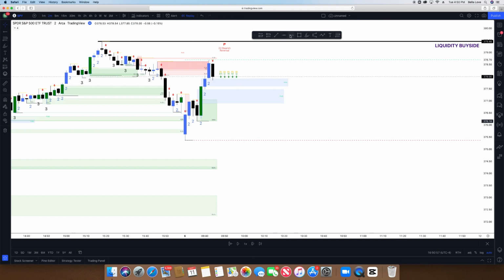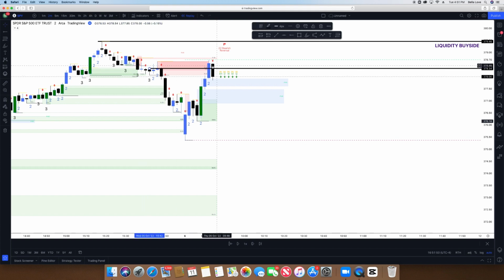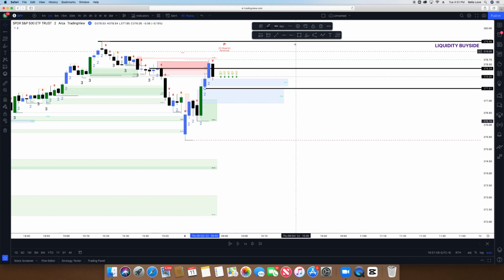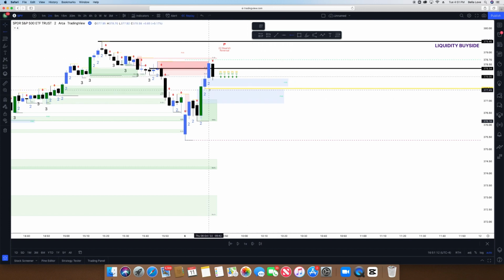So from here, you guys can see how it broke structure, took out some liquidity. Now it's going to go back down. It's going to retrace back down all the way. I'll set my target points for here. Let's make these lines yellow. I'll make these lines orange so you guys can see more clearly.